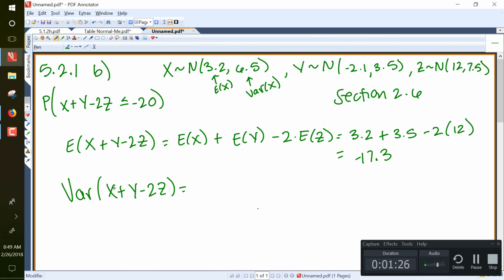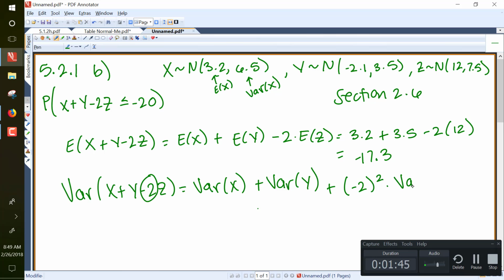You also need to find the variance of x plus y minus 2z. So using the rules, you can do the variance of x plus the variance of y. And that's the easiest part. Plus, now, when you have a coefficient in front of one of your random variables, to come out of the variance, it has to come out squared. So we'll do negative 2 squared times the variance of z. So our variance of x was 6.5, our variance of y was 3.5, and our variance of z was 7.5.